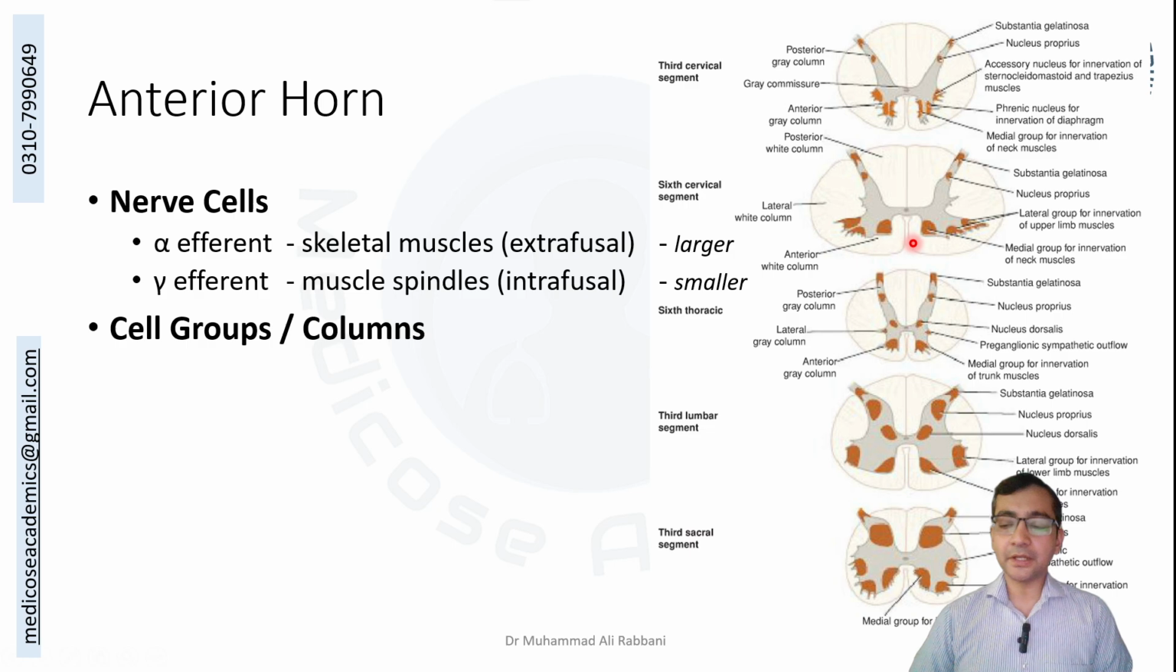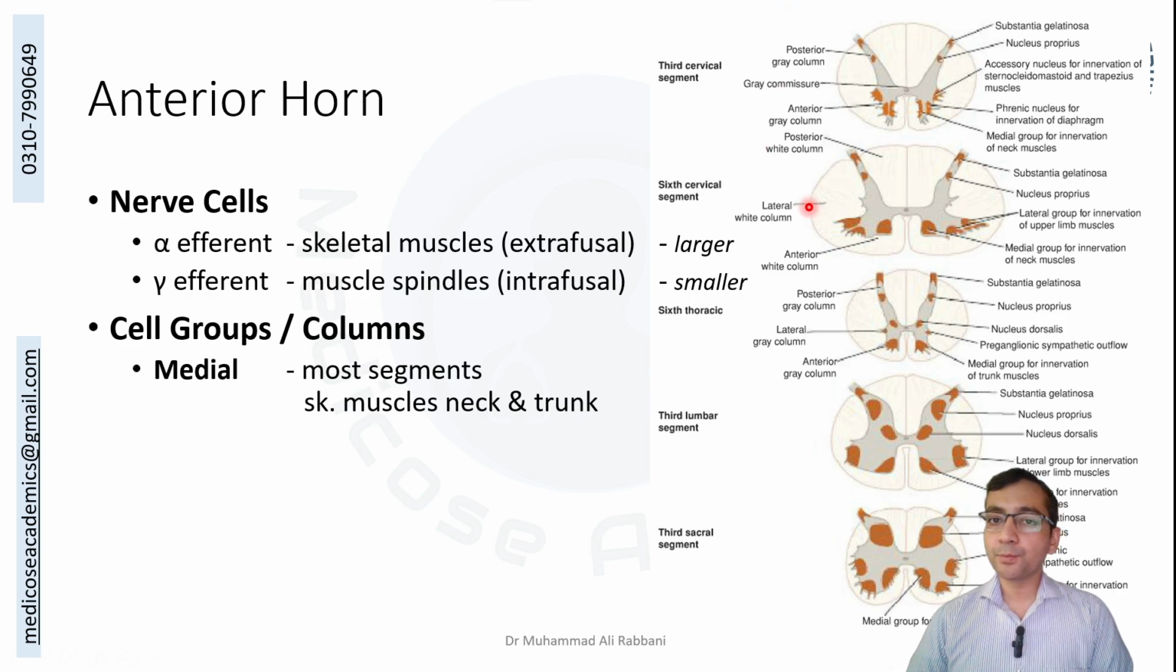Very lucky for us, the names are very simple. The one that is nearer to the midline is the medial or central one. The one that is away from the center is the lateral one, and in between them there is an intermediate one. The medial one, as common sense will dictate, is present near the midline, and it will supply the muscles that are near the midline. It is going to supply mostly the axial muscles, the muscles of the back, neck and trunk, and that will be present in all the parts of the body regardless of the enlargements or not.